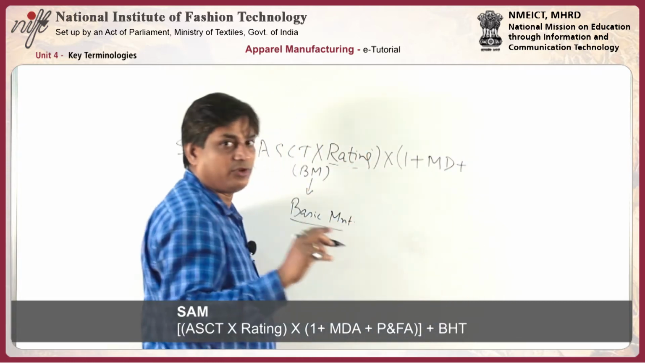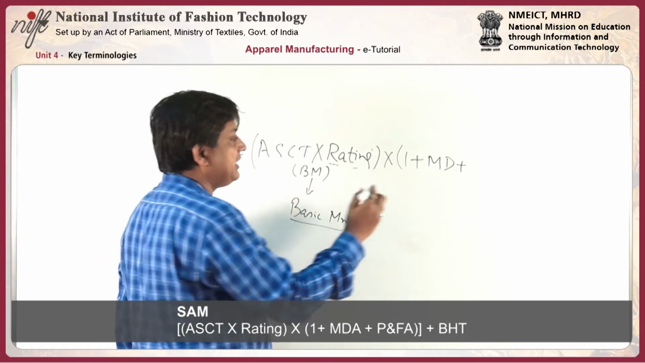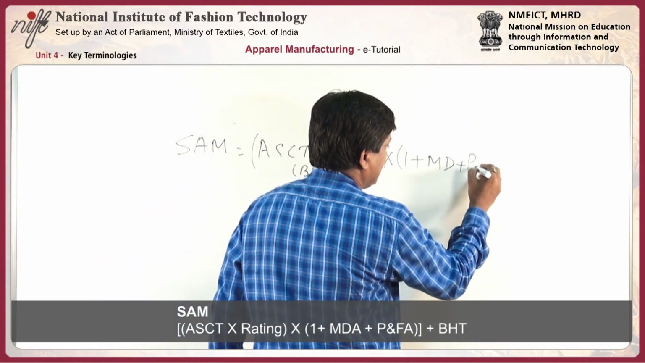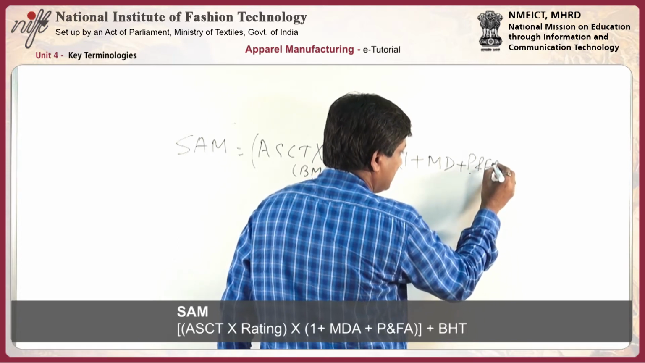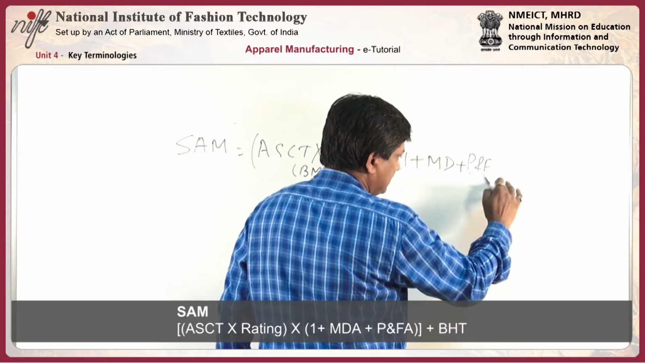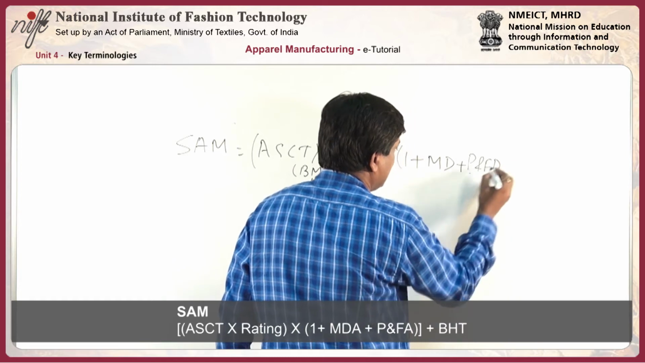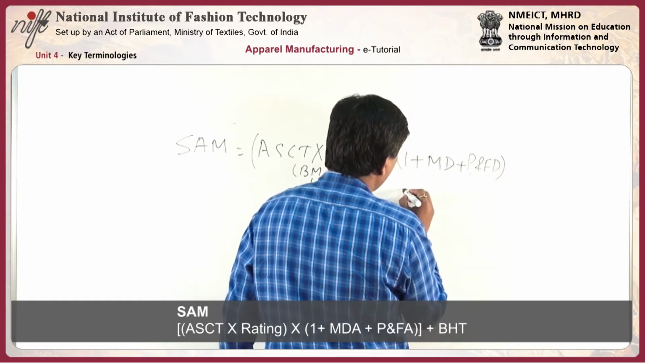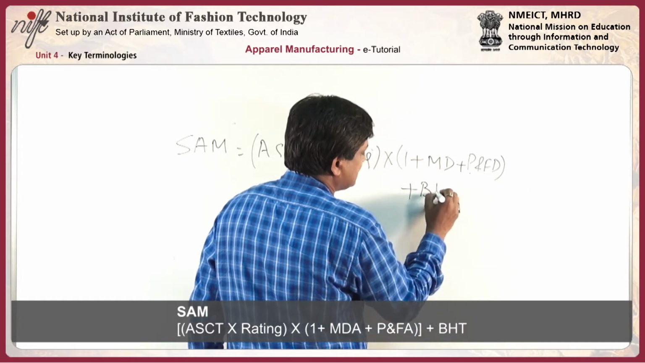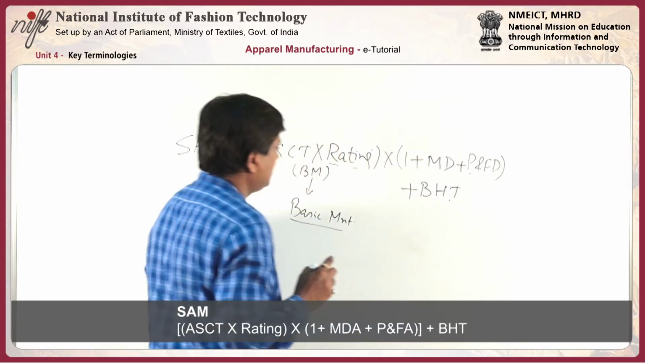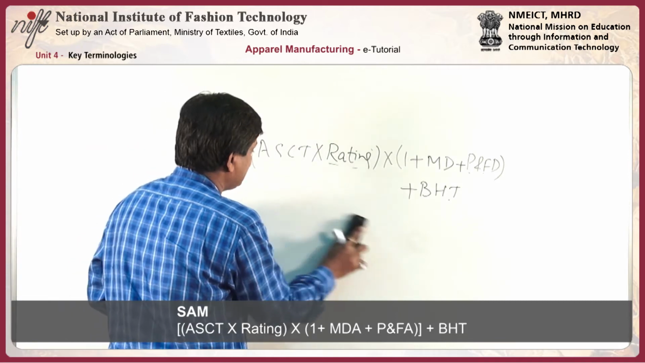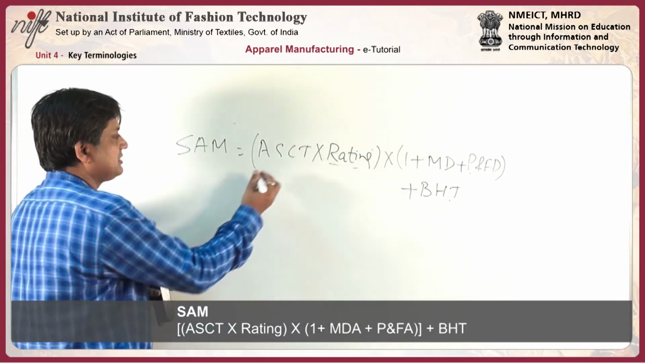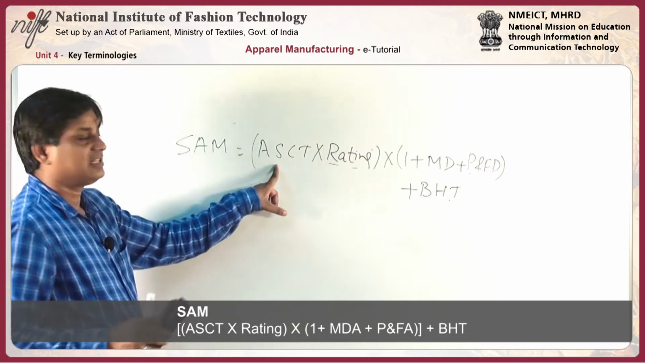Then we are going to add the P and FA allowance, personal fatigue, P and FD we can also write, P and FD allowance, and this whole will be added with the BHT, that is the bundle handling time. So the formula for SAM is average single cycle time.